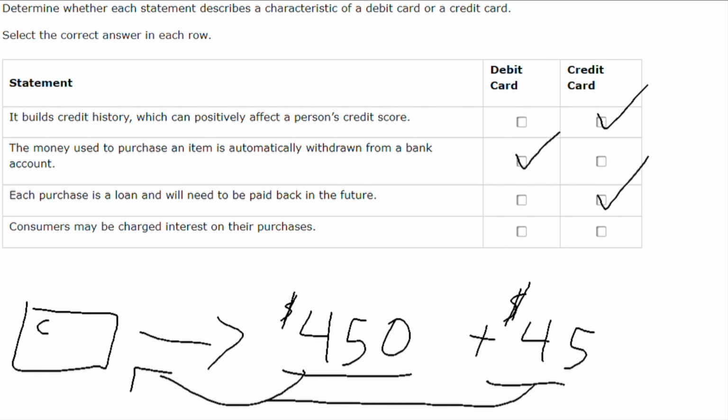Last statement, consumers may be charged interest on their purchases. That is a credit card. Remember, sometimes when you use a credit card, you may be charged interest. Interest is simply a way of saying, hey, thank you for letting me use your money. All right. So that's the difference between a debit and credit card.